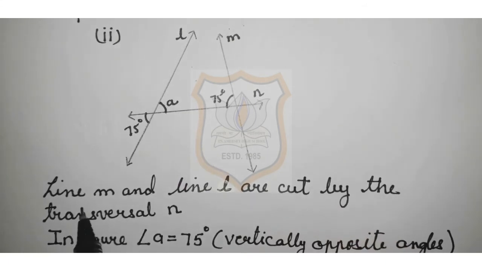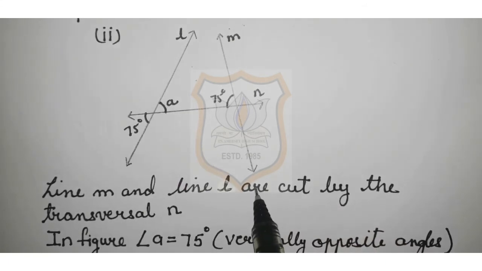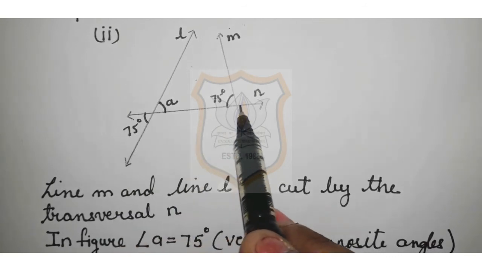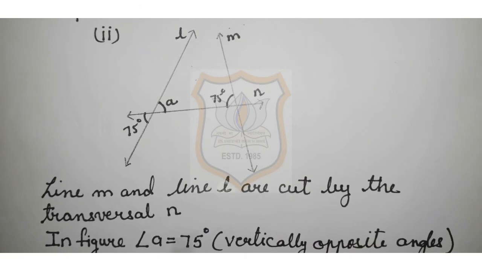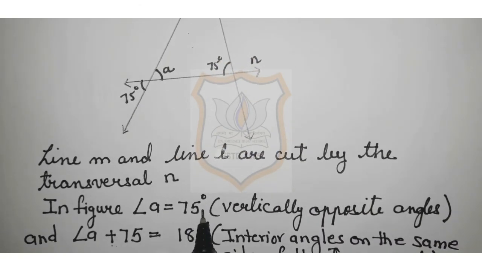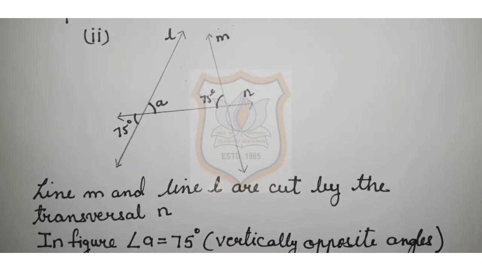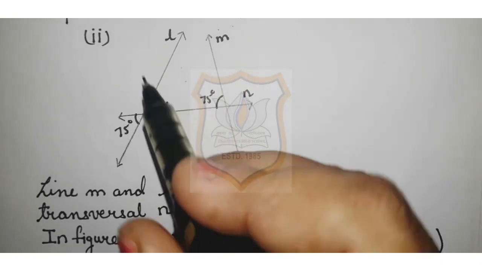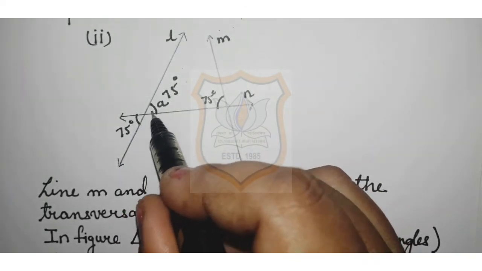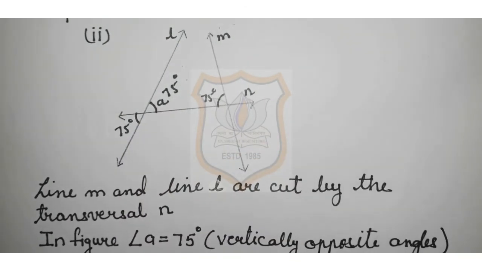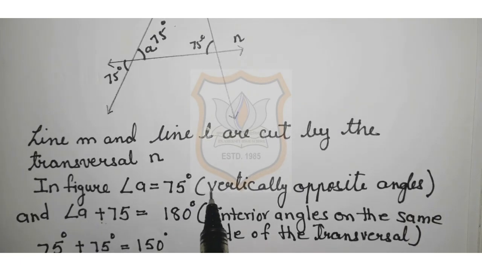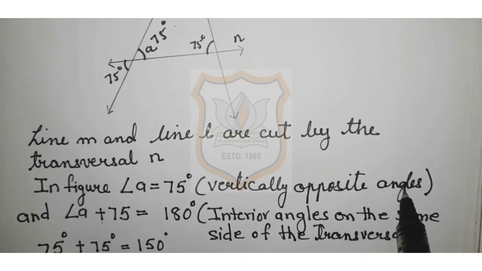Now, line M and line L are cut by the transversal N. In the figure, A is equal to 75 degrees. Why? Because they are vertically opposite angles. Now, y is equal to 75 degrees. Because they are vertically opposite angles.